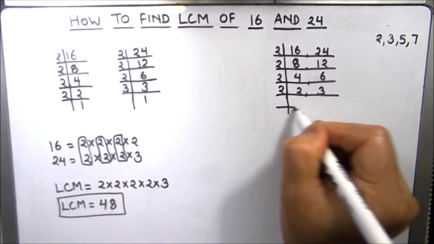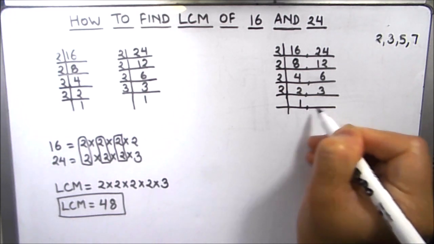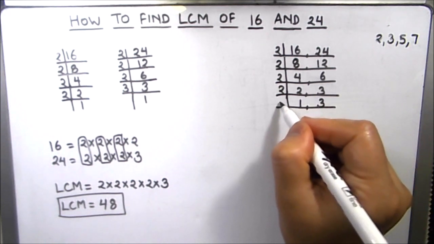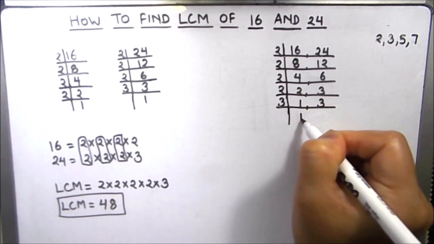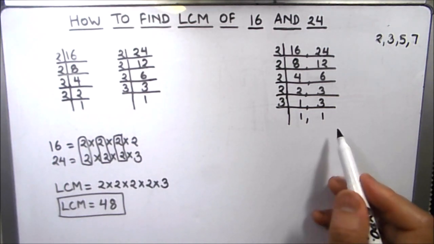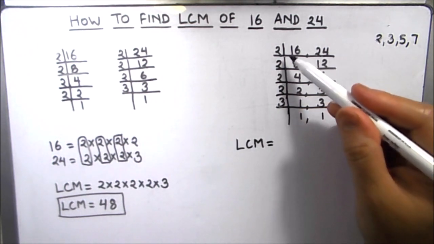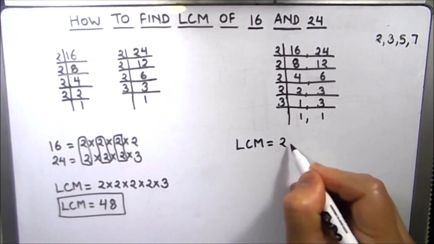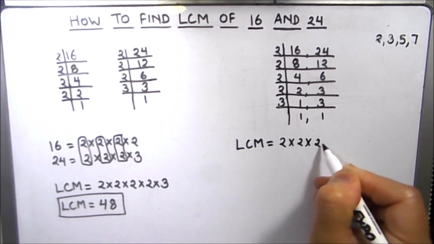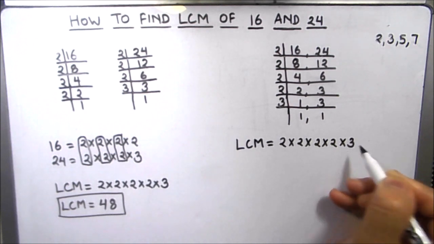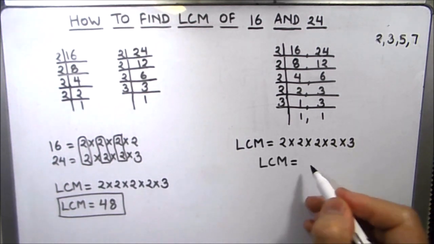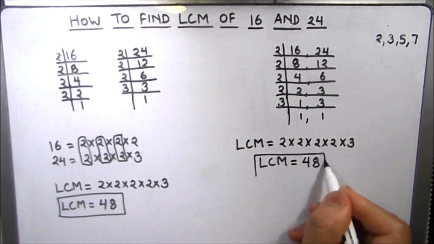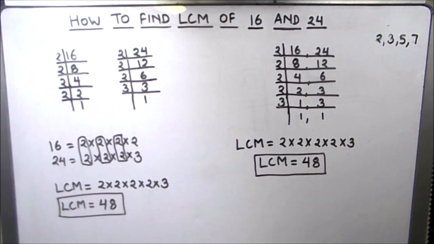Now we'll use 2 to divide 2 first. So 2 times 1 is 2. As 3 is not divisible by 2, we are going to write it as is. Now we'll use 3. So 3 times 1 is 3. Here our division is done. The LCM will be the product of all the numbers we got on the left hand side of the ladder. So let's multiply all the numbers: 2 times 2 times 2 times 2 times 3. So the LCM is now 48. So the LCM of 16 and 24 is 48.